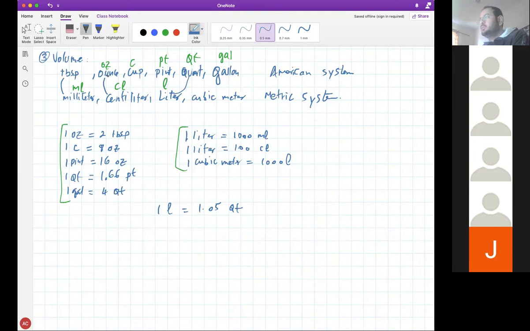Maybe these two are pretty close too. Let me give you an idea of this, ounces to centiliters. Those are not equal, but they're pretty close.